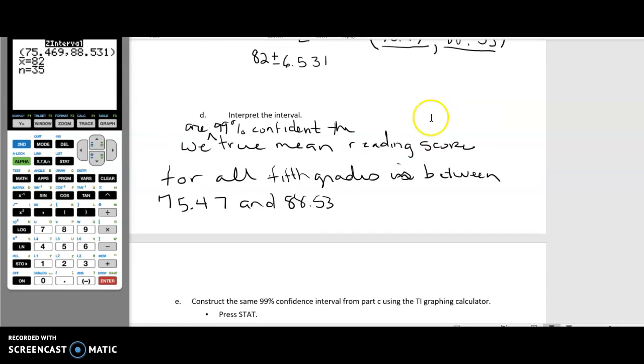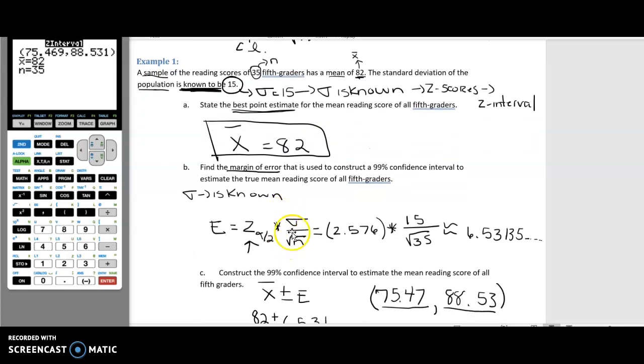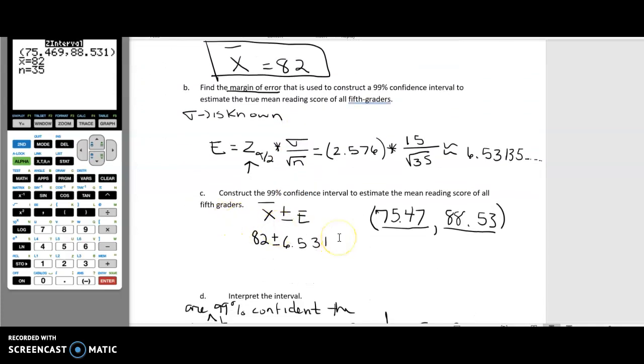Okay, the homework does ask you a lot of questions similar to these, where the first part is the best point estimate, the second part is the margin of error, and the third part is actually creating the interval using the first 2 steps. So however you want to do it is fine. You can use the calculator if they just ask you for the interval, and you can do it this way if they ask you multiple parts.